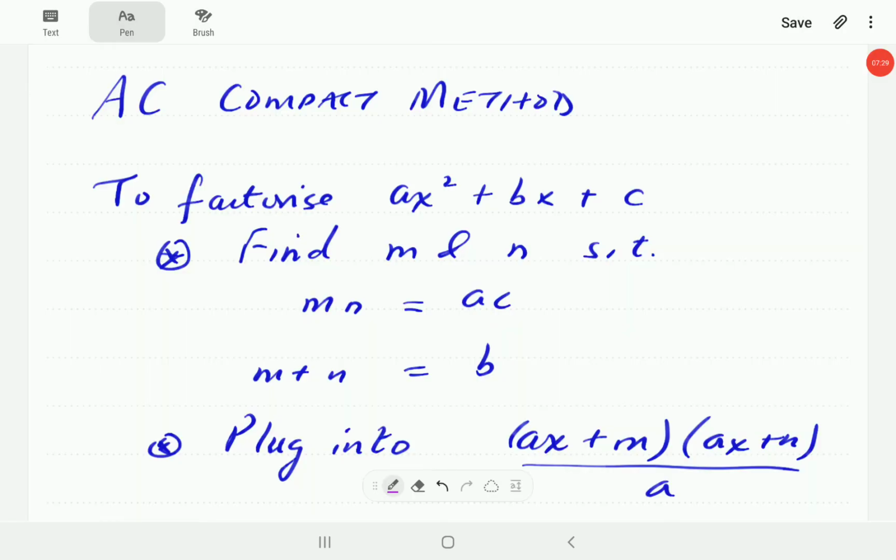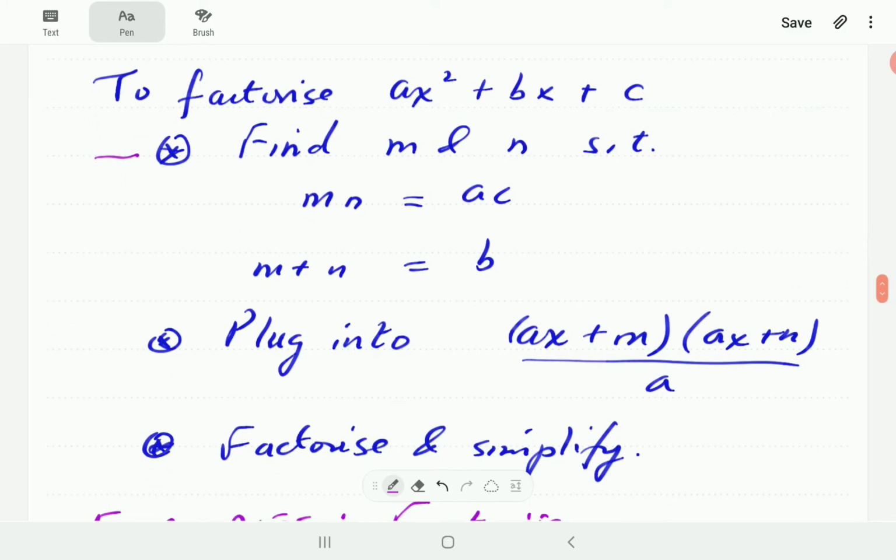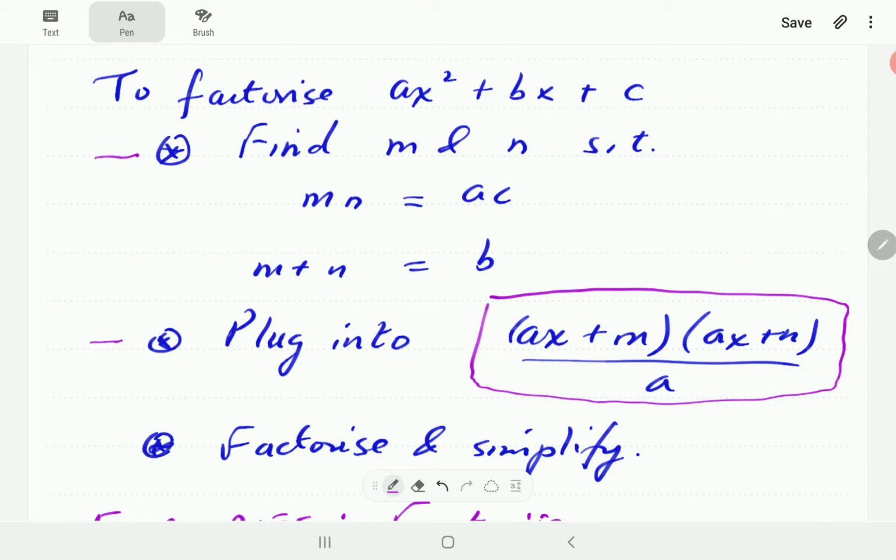Alright, so in this method, the first step is exactly the same as in the grouping method. But then once we have got our two numbers, we substitute them into this expression here. Now in this expression, a is exactly the same as what we have there.